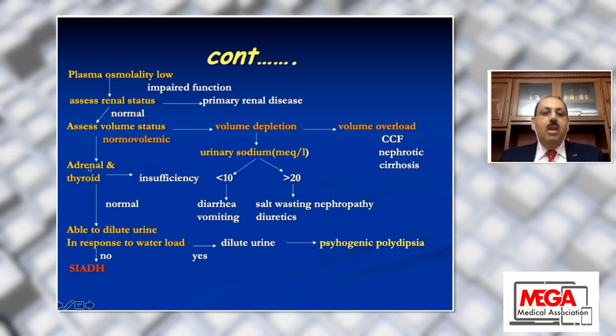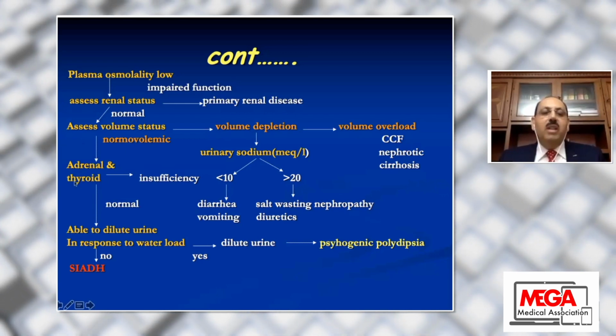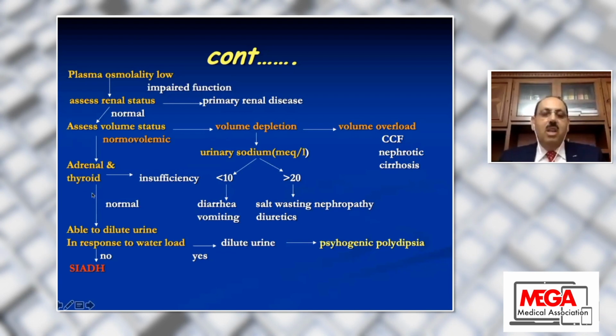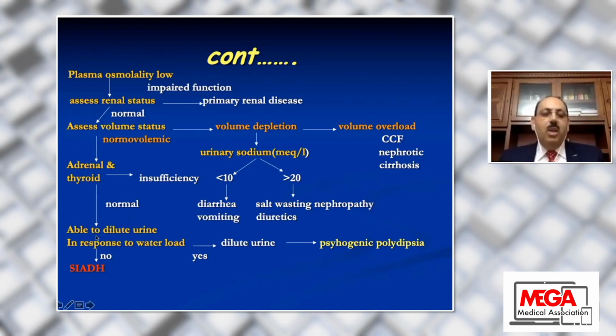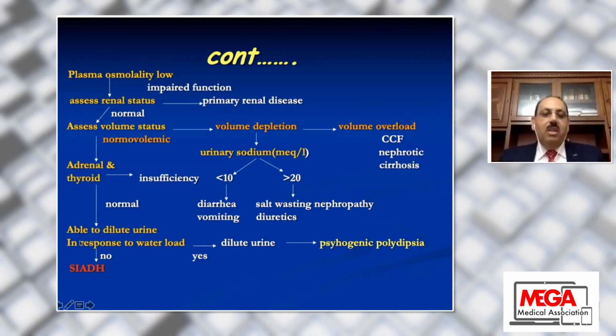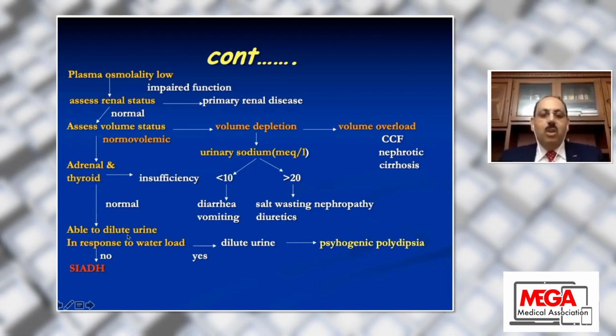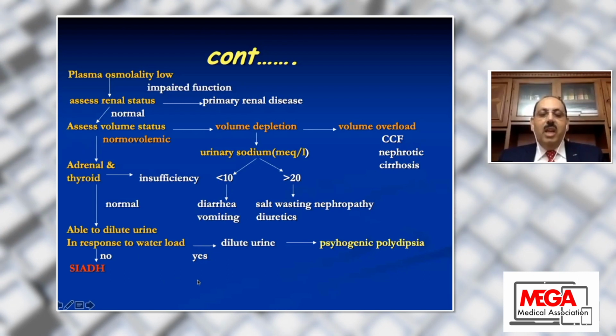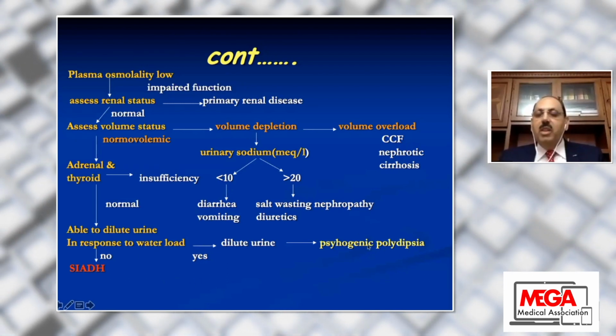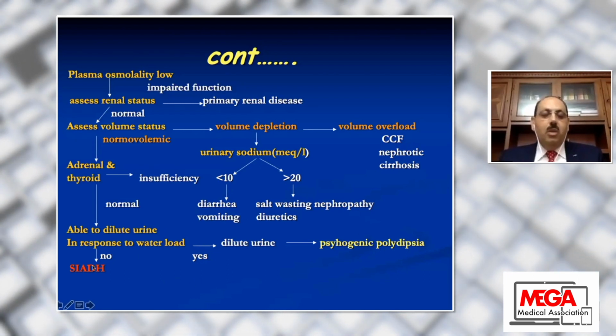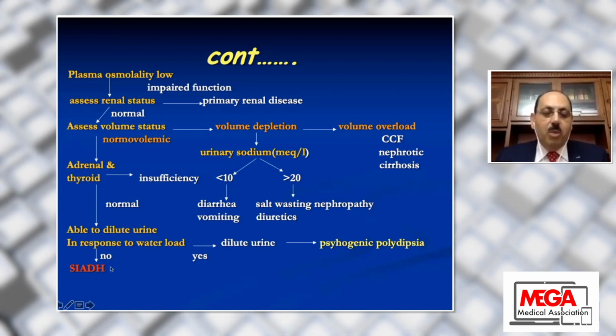Think about endocrine conditions, adrenal and thyroid insufficiency. If they are normal, we can do a test for the ability to dilute urine in response to a water load. If the patient is able to dilute urine, it will be psychogenic polydipsia. If not, consider syndrome of inappropriate antidiuretic hormone.